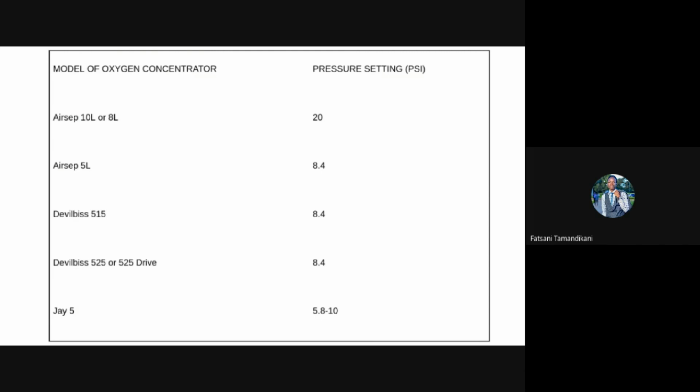And for the J5, the outlet pressure is 10.15 psi, which in kilopascals is 70. So 70 kilopascals for the J5 concentrator. In the graphics there, you just see the table, the summary of the delivery pressures.